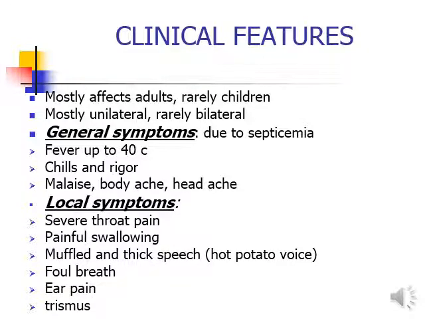The clinical picture ranges from general symptoms to local symptoms. General symptoms are most commonly due to septicemia, with fever up to 40 degrees centigrade, chills and rigors, malaise, and body aches. The local symptoms are severe throat pain, difficulty swallowing causing dysphagia, muffled thick speech, which is called the hot potato voice, fullness of breath, ear pain, and trismus. Here the ear pain is referred along the Arnold branch of the vagus and the glossopharyngeal nerve.